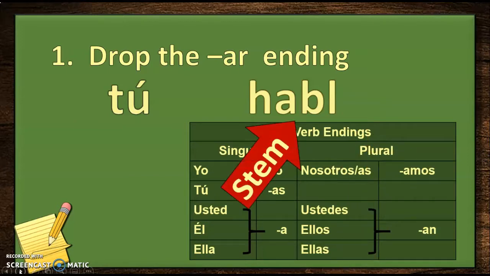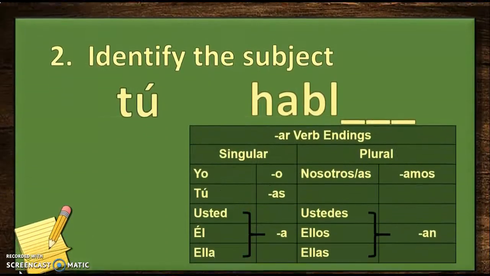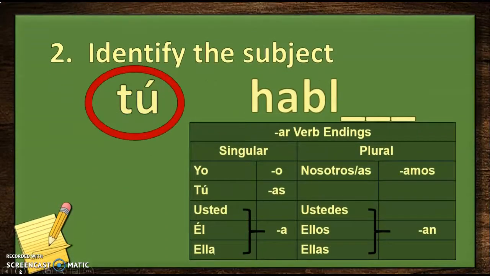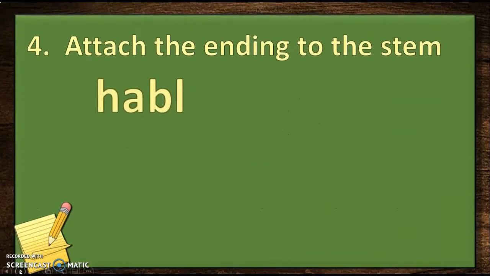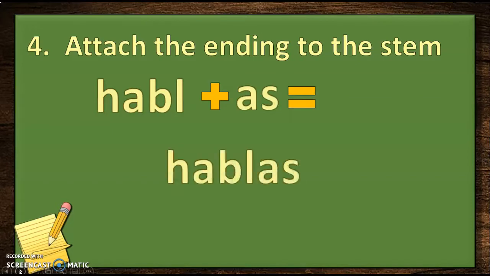You're left with the stem. In this case, your subject is tú. And if you refer to the chart, you can see that if the subject is tú, the ending is as. And now you're going to attach that ending to the stem so that you end up with the word hablas, which means you talk. And this is the informal one because originally I told you that the subject pronoun was tú hablas.